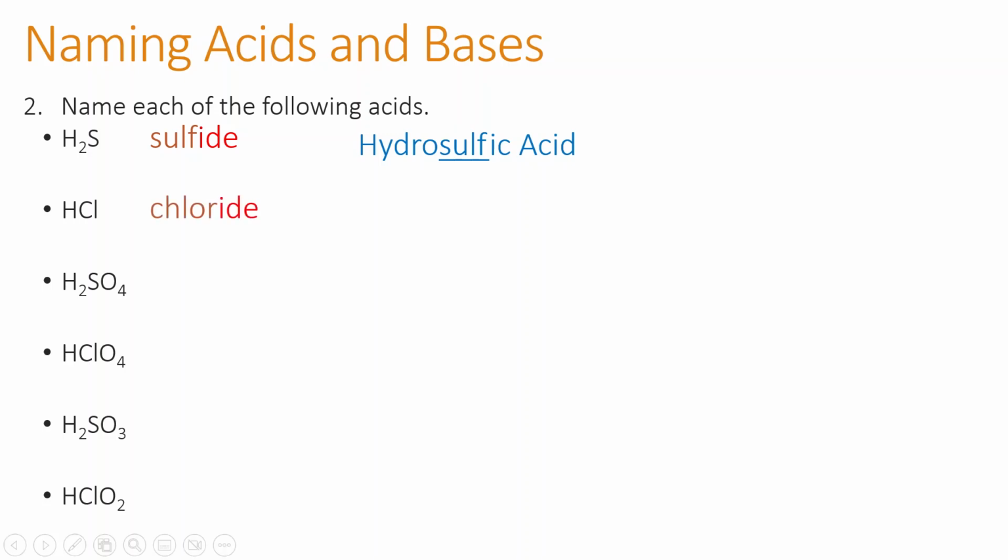Next, we have HCl. So Cl in a compound is called chloride. So once again, this is going to be a hydro-blank-ic acid, and we're going to put chlor in the blank.